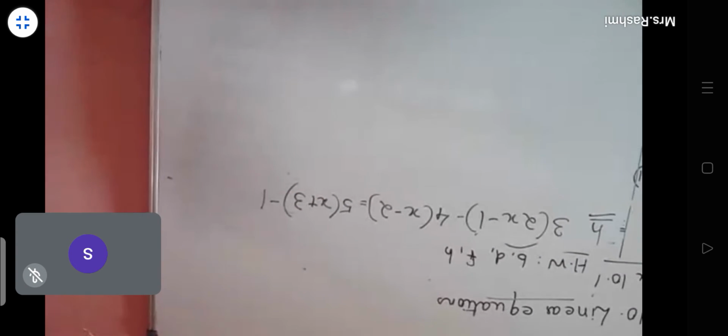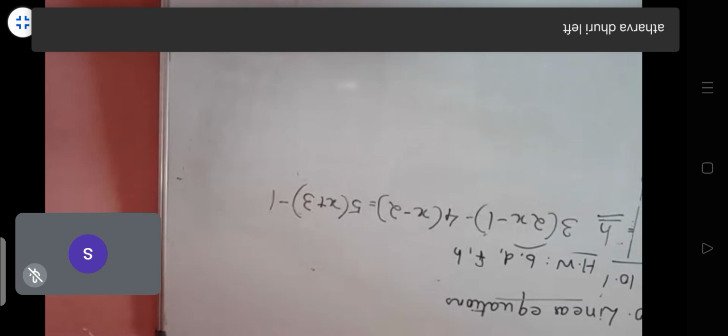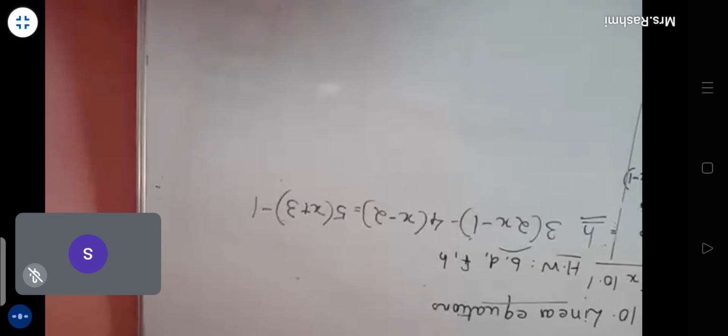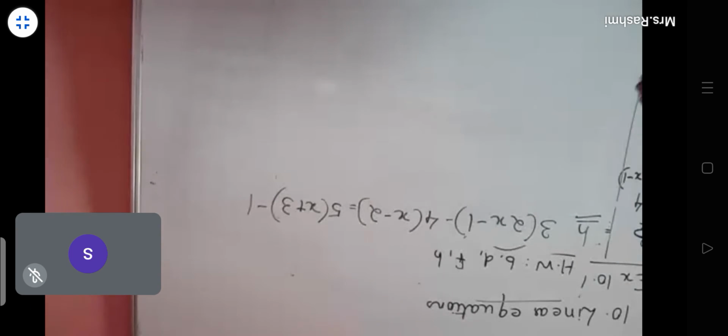Ma'am, your board is a little blur. Now the board is clear. Good. Can you try rejoining? Is everybody having this? It is clear now. Ma'am, try, your board is a little bit left side. I can't see that side number. Now clear? Not that clear. Ma'am, equation finished? Yes, yes.